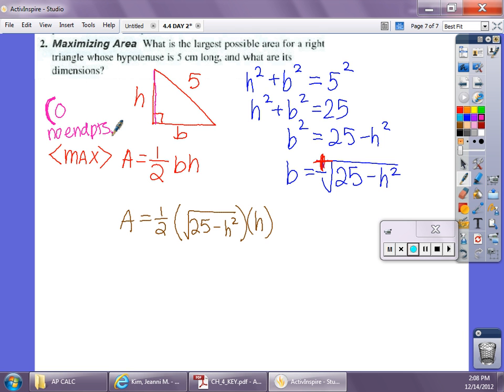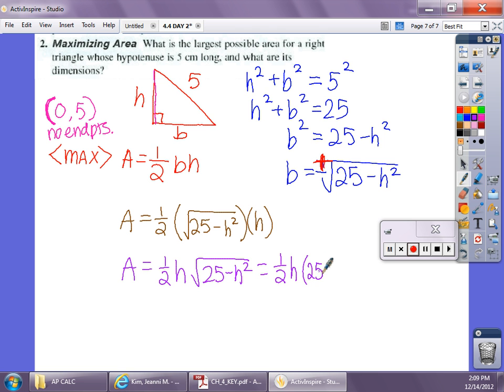You don't even have to finish trying to find the maximum value because there are no endpoints. So I will say the max would actually be 5, not included. So let's take this function here. Let's rewrite it. I'm going to bring the h in front and then write this as such. Now, things that you have to understand, you cannot distribute, you cannot simplify this at all. The only thing you could do is rewrite it with a 1/2 power.